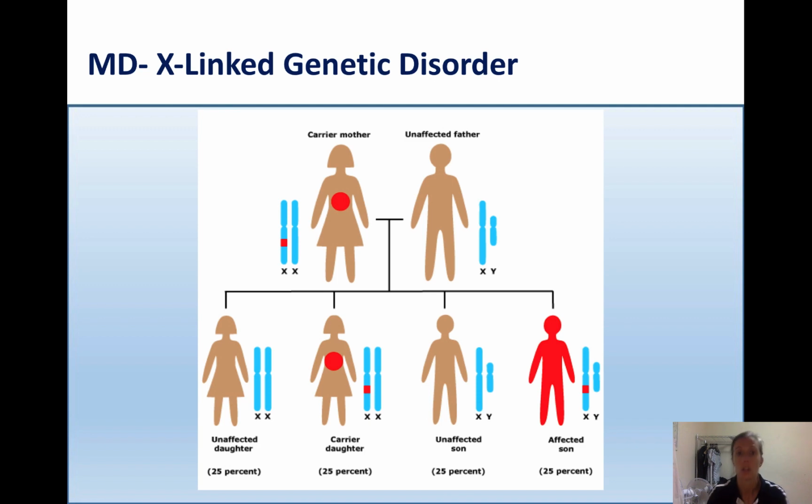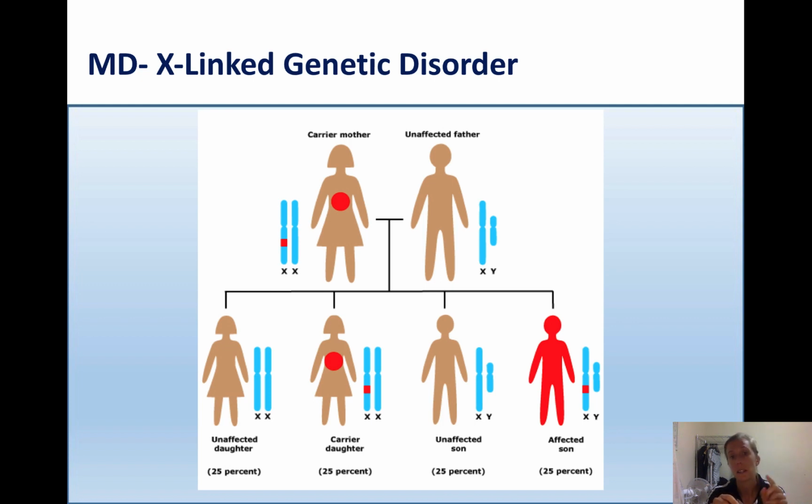So mother, father, if two X's come together, you're going to be having a daughter. If an X and a Y come together, you're going to be having a son. Now, X and X is going to create a female, a girl. Even if they get the defective X chromosome from their mom, they're still going to have an alternate X chromosome from their dad. So they're not necessarily going to be impacted by the condition, but they would be a carrier.